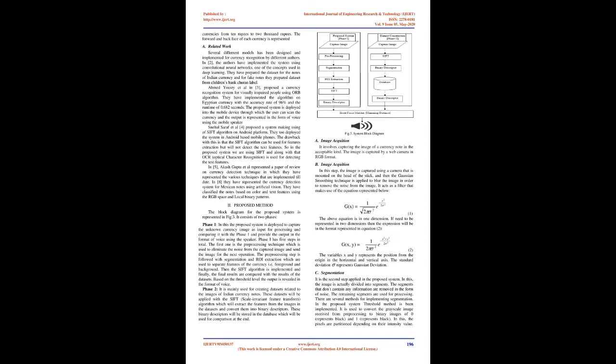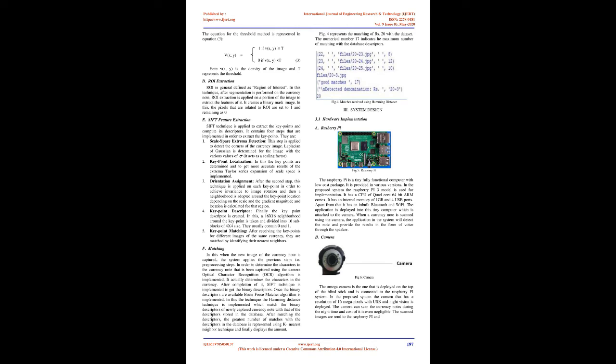A. Image acquisition. It involves capturing the image of a currency note in the acceptable kind. The image is captured by a web camera in RGB format. B. Image pre-processing. In this step, the image is captured using a camera that is mounted on the head of the stick, and then the Gaussian smoothing technique is applied to blur the image in order to remove the noise from the image. It acts as a filter that makes use of the equation represented below.